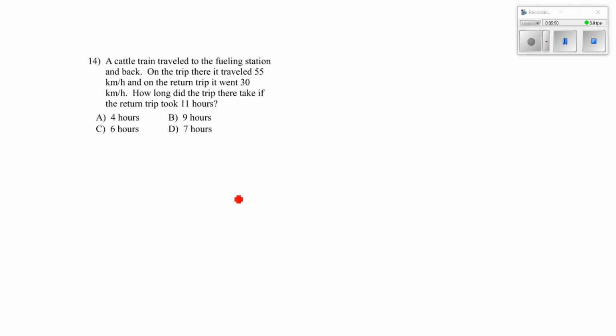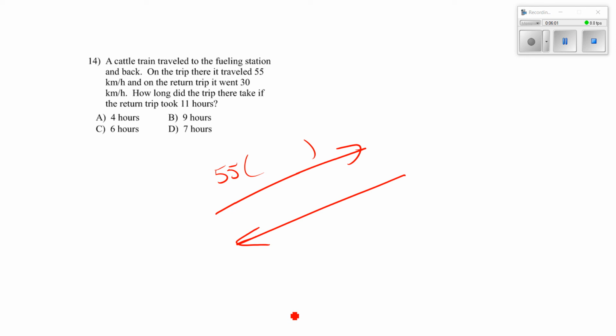All right, cattle train traveled to the fueling station and back. To and back, same distance. Trip there, it traveled 55 kilometers per hour for so long. On the trip back, it went 30 kilometers per hour. That's your rate. 30 kilometers per hour. Rate times time. How long did the trip there take? I don't know that. If the return trip took 11 hours.